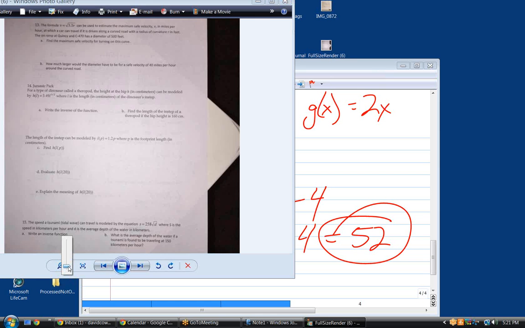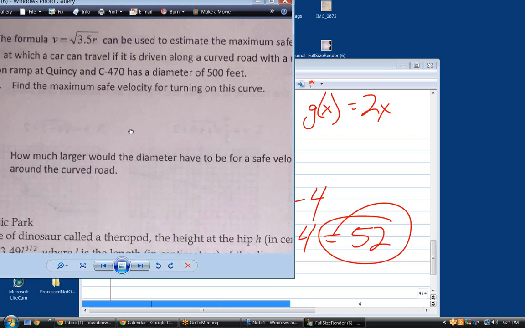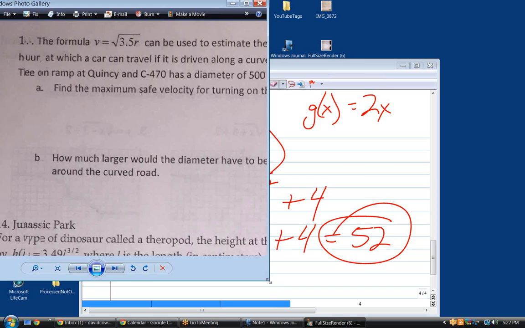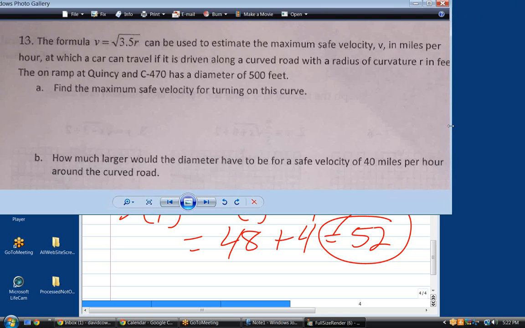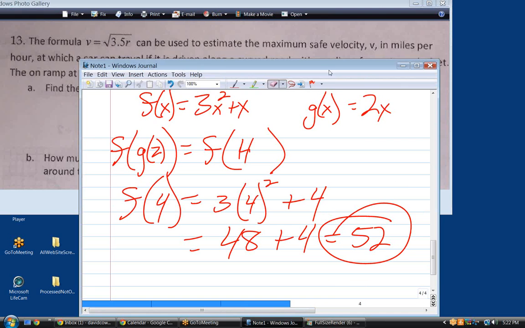Starting with 13. Yeah. Here we go. Just a second. Rearrange my page so that I have enough room here. All right. Hold on.